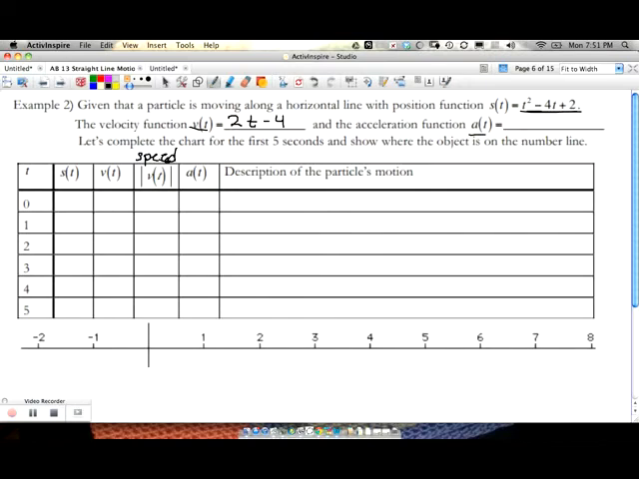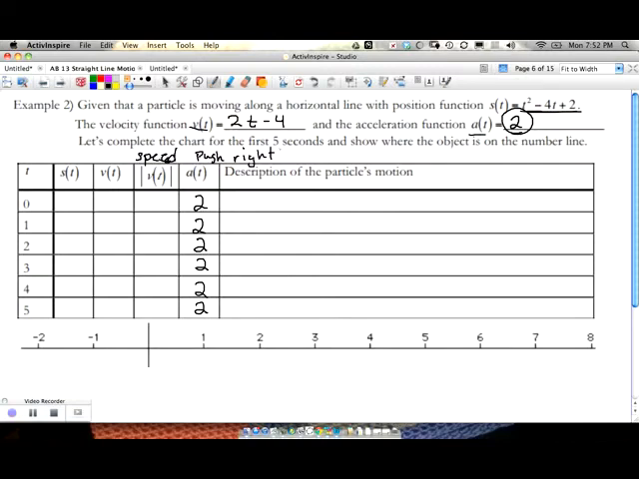So now we're looking at how to interpret all these things. Let's go and start with the easy stuff. A of t equals 2. There's no variable in there, so no matter what I plug in, it's always 2. So I'm just going to fill in 2 all the way down on that column. And that's kind of an interesting thing. It's always pushing right, or pushing to the right, always. Because it's always 2. It's never 0, it's never negative, it's always pushing right.